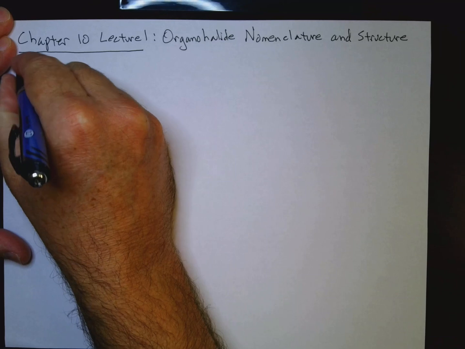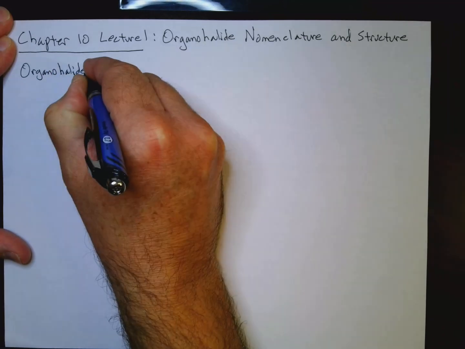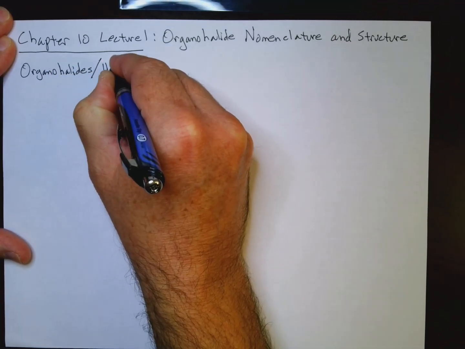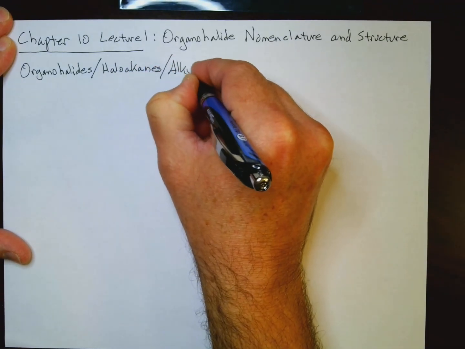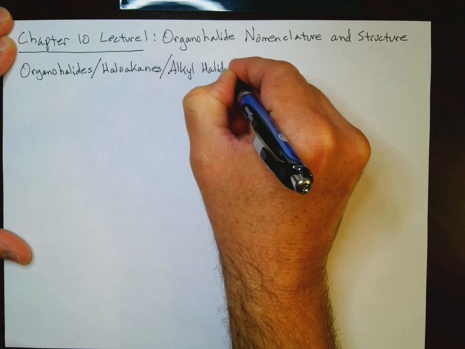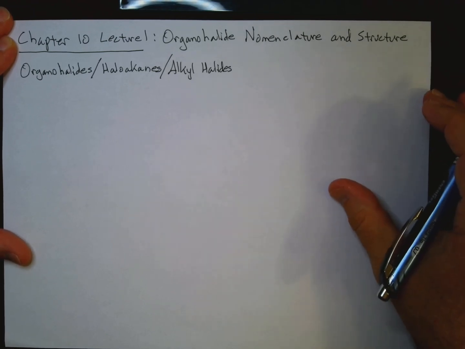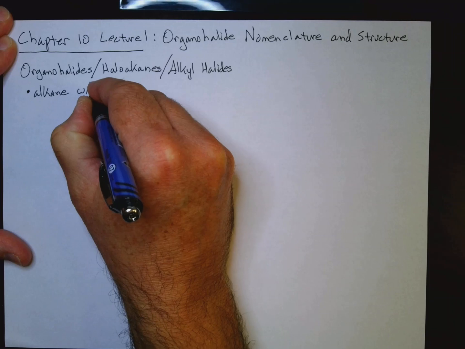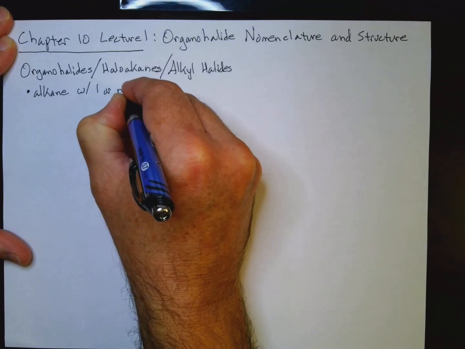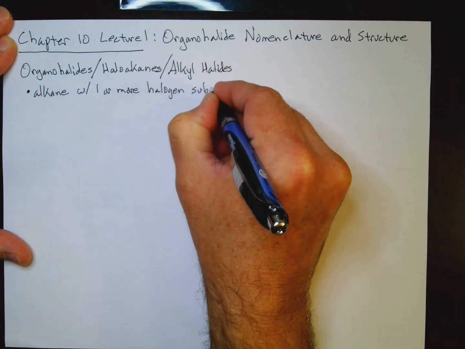So, organohalides, sometimes called haloalkanes or alkyl halides. They all refer to the same thing. They are hydrocarbons that have halogens on them as substituents. So we have an alkane with one or more halogen substituents.